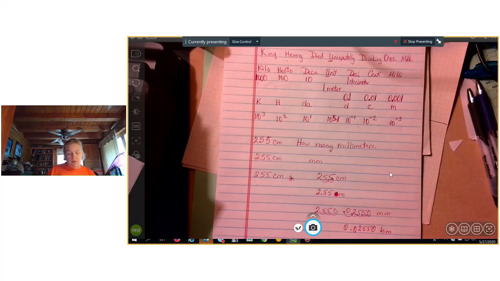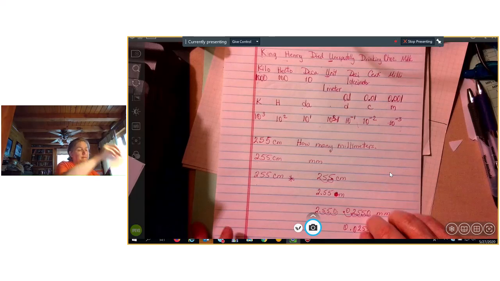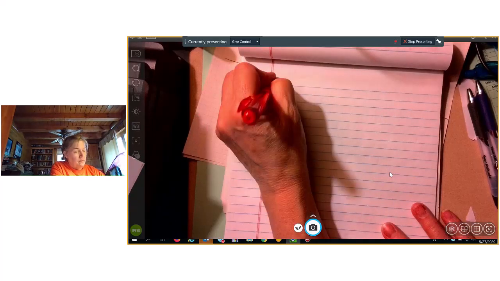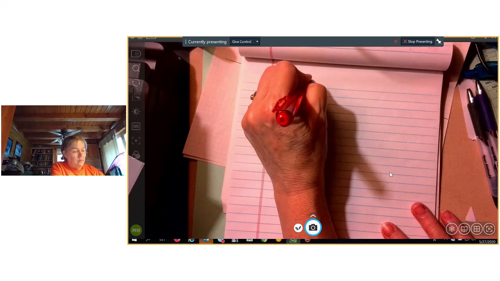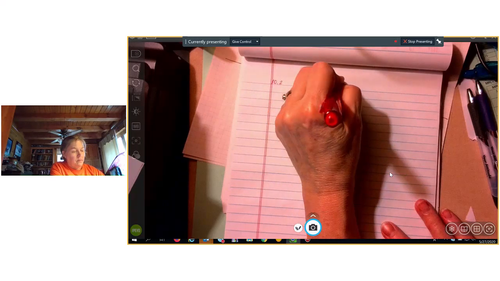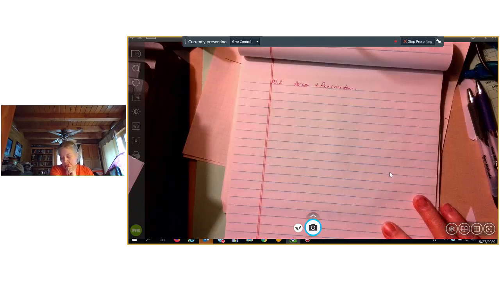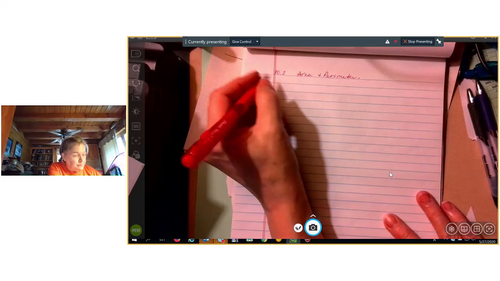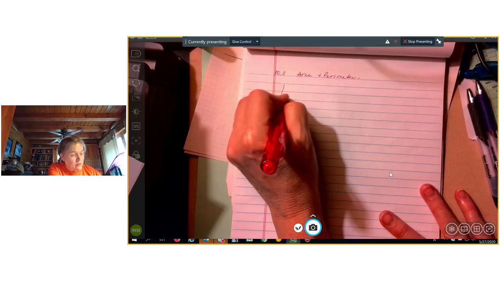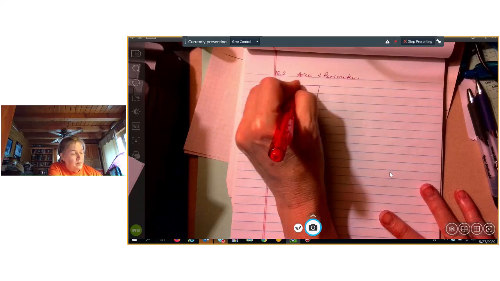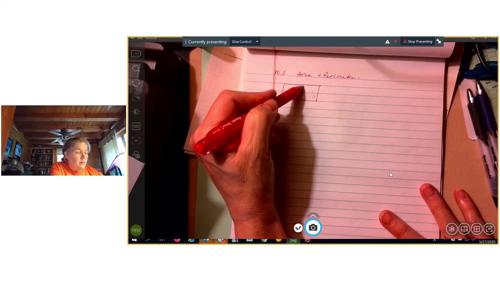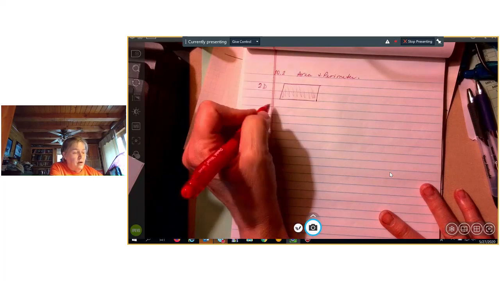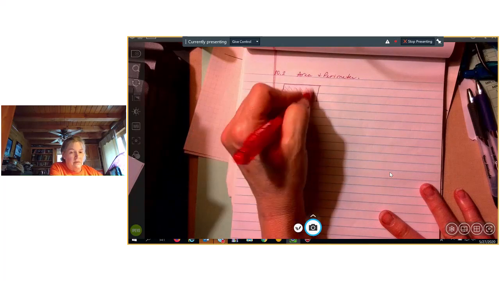So let's move on to area and perimeter. Now, if we're looking at a 2D object, and I have drawn out this rectangle, the area is always going to be what's on inside of this. Now, this is a 2D object, two-dimensional. The area is always going to be inside of this.